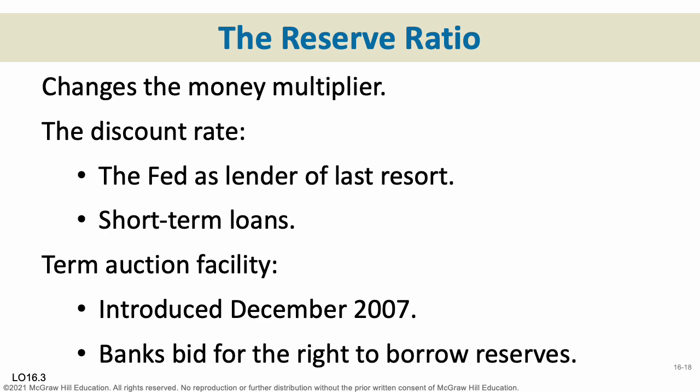So if the Fed makes banks hold more money in reserve, it's going to decrease the amount of money that can be used for loans. If they decrease the amount of reserves, it will increase the amount of money that can be used for loans. So as a consequence, by varying the reserve ratio, the Fed can have great power over the overall economy. And this can change the money multiplier.